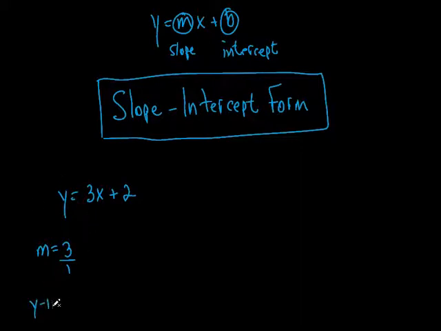And what else does this equation tell you? The y-intercept. So what's the y-intercept here? It's 2. Or if we're going to write it as an ordered pair, what would that be? 0, 2. Right? Remember we did that a little earlier?